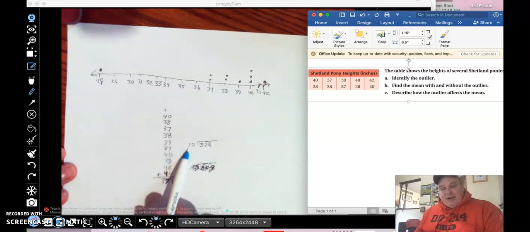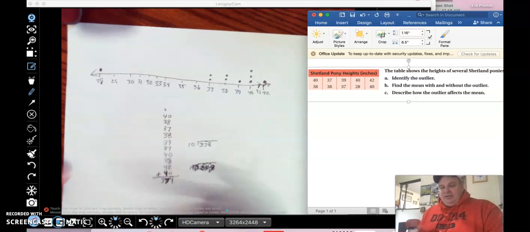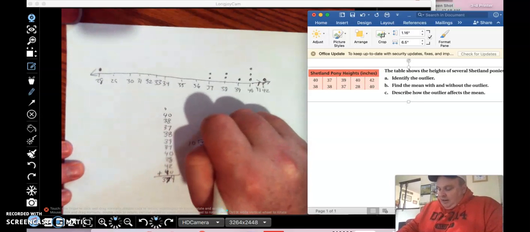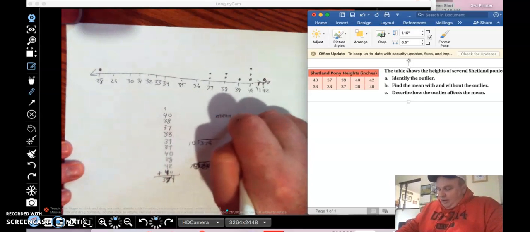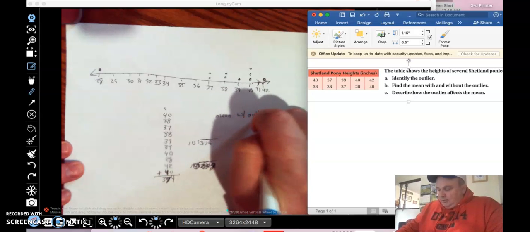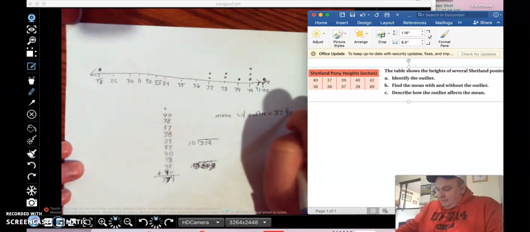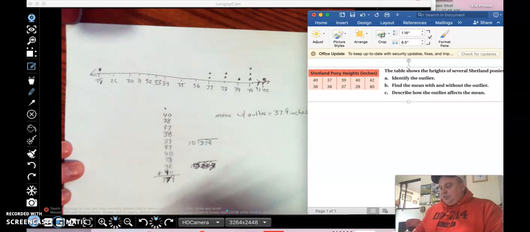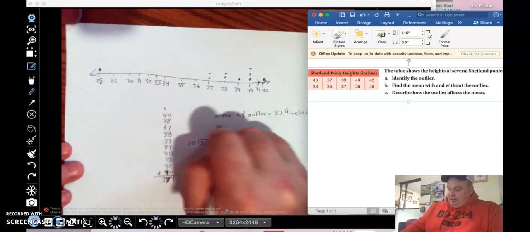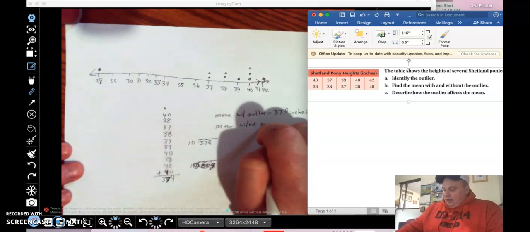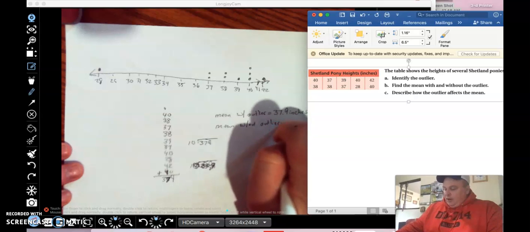If I divide that by 10, I don't even have to do the division because I know whenever you divide by 10, all you do is move the decimal point one place to the left. So our mean with our outlier equals 37.9, let's not forget our label here, inches. Our mean without our outlier, we will figure out right now.